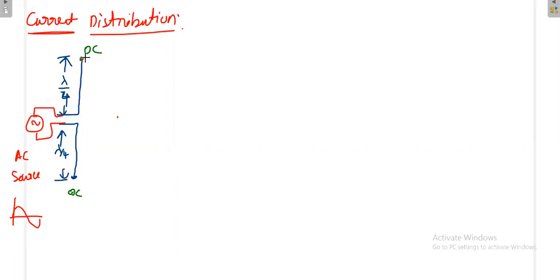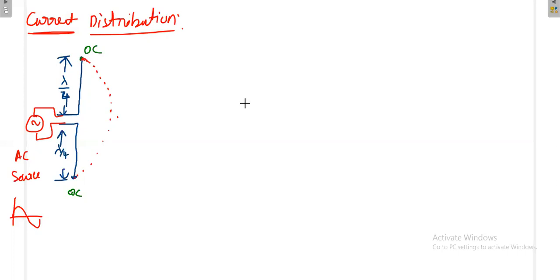So exactly at this point, the current is 0. The current may become maximum here. I do not know, because at any point of time my AC can be anything, but the current may become maximum here. So the current distribution goes like this. This is the current distribution for the lambda by 2 antenna.